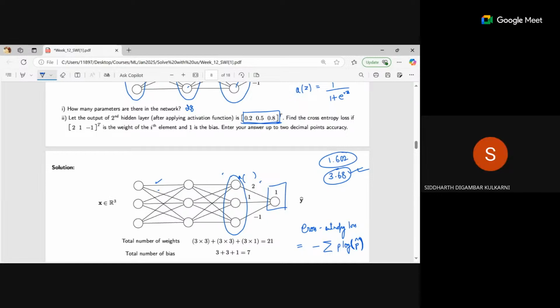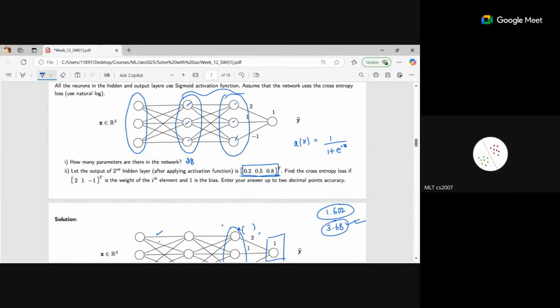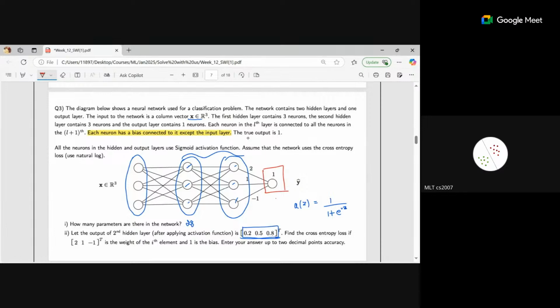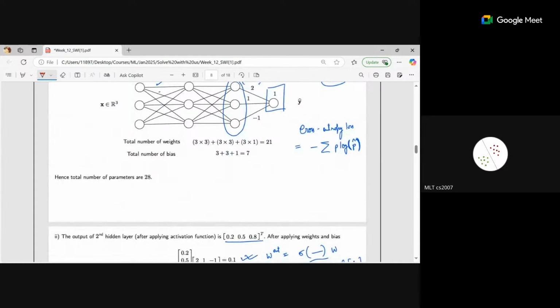Here the predicted value is 0.75, whereas the actual value is 1. Correct. Because if you see, the true y is also given to you. The question says the true output is 1. So if the true output is 1, how does this work? We have the input layer with us, and we are saying we have two hidden layers. Each hidden layer has three neurons, and we have one output layer.